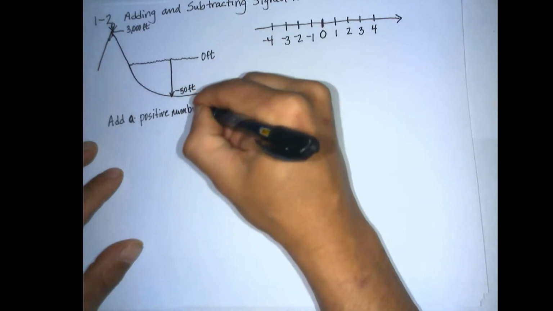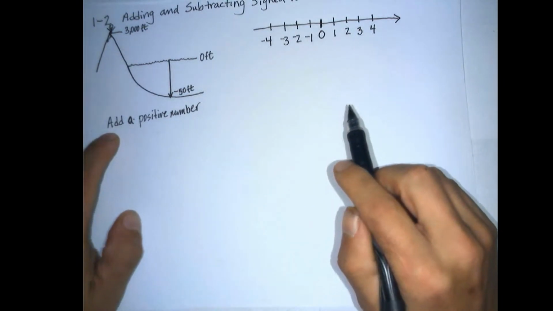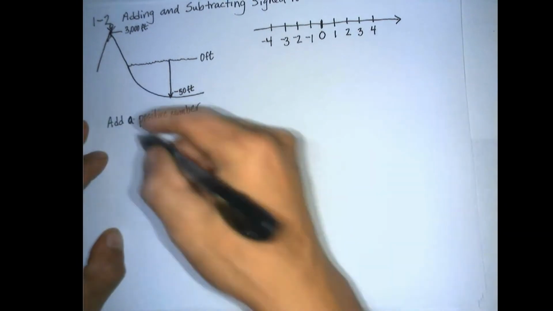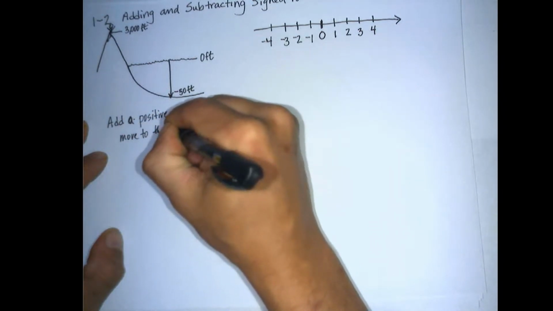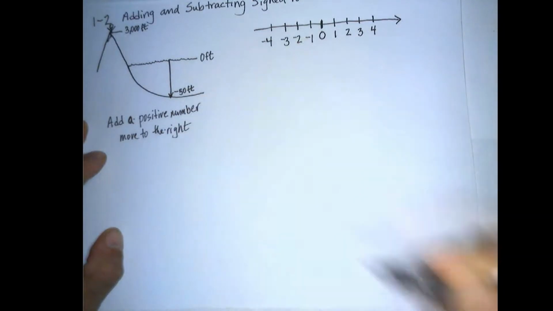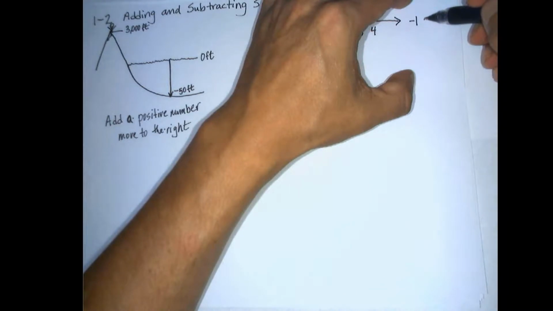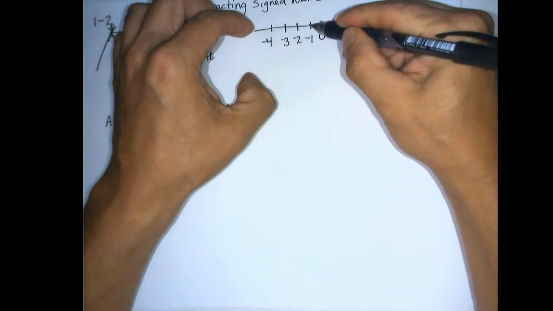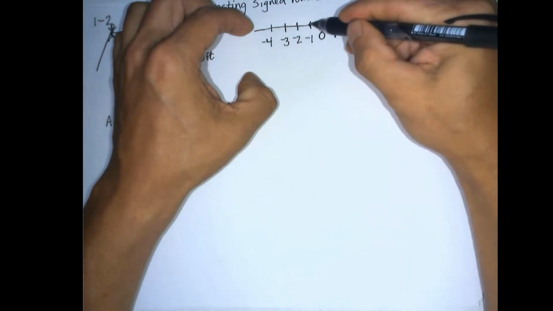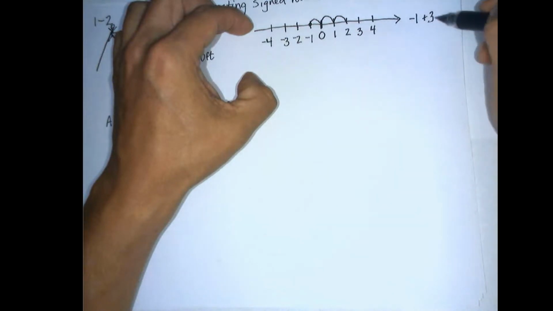If we add a positive number to any number, no matter where we start, we're going to move to the right that many spaces. So if I say, what is negative 1 plus 3? I'm going to start at negative 1, and I'm going to go 1, 2, 3 places to the right because it says add 3. And that's going to give me 2.